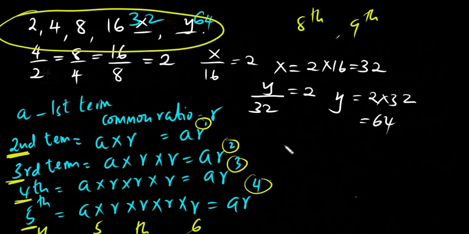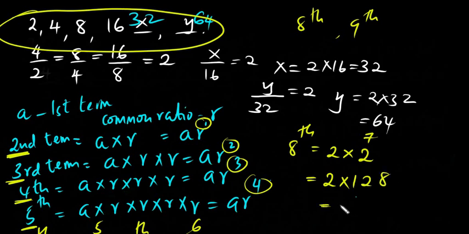So the 8th term is going to be A, which is 2, times R, which is also 2, raised to power 8 minus 1. So 8 minus 1 is 7. So that will be 2 times 2 to power 7, which is, you can use your calculators, 128. So that will be 256. So that is the value of the 8th term.